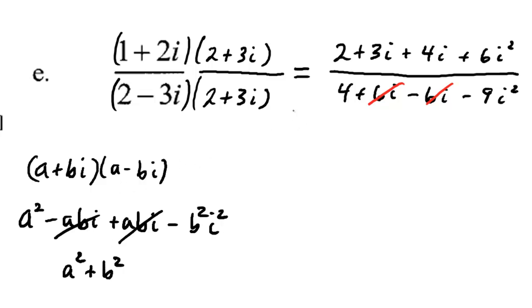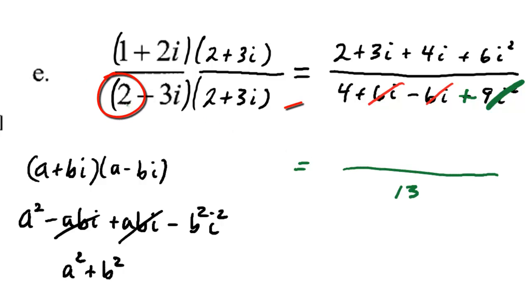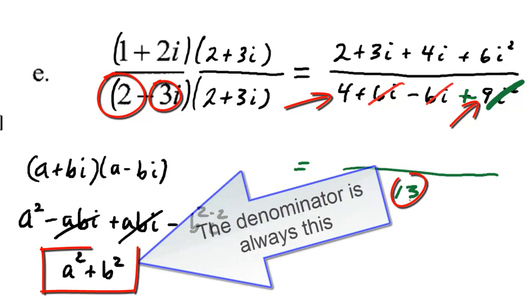Okay, so let me do this. What do I see here? I'm going to take the green, and this makes this term here a plus. So it's 4 plus 9 is 13. So the bottom is going to be a 13. By the way, that always happens. What's 2 squared? 4. What's 3 squared? 9. So what's the bottom going to be? 4 plus 9, which is 13.